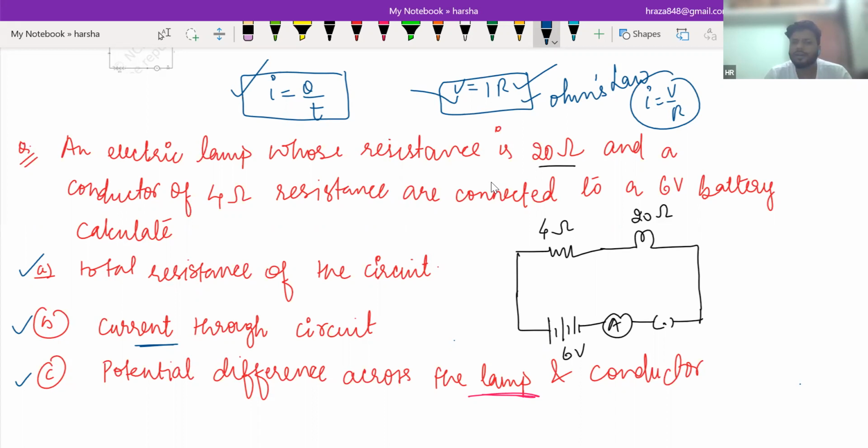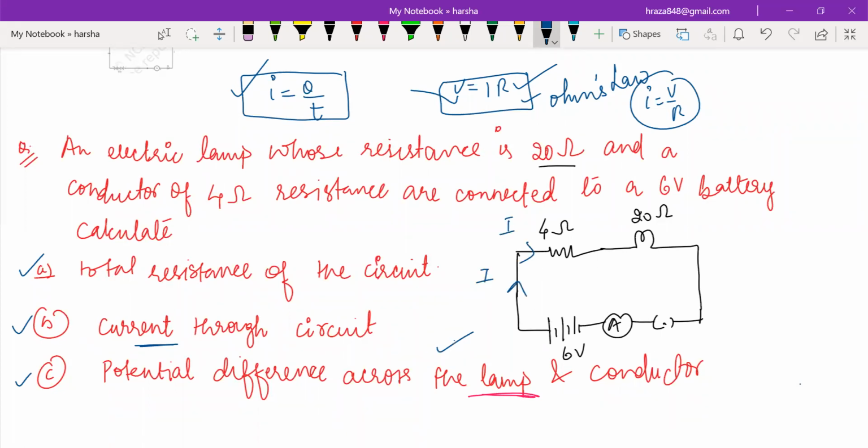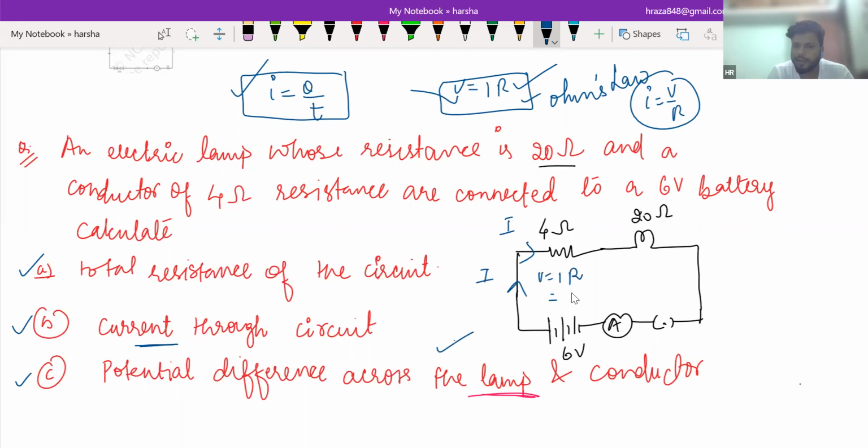What you just said, answer will be 5 volt, right? Yes, sir. Very good. So for the conductor, how will we do it? In the same way that you did for the lamp. See, current is same, right? I is same, and we are going to calculate V is equal to IR, right? I is same. I is basically 1 by 4. And what is the resistance here? 4. So here the voltage for conductor will be 1 volt.